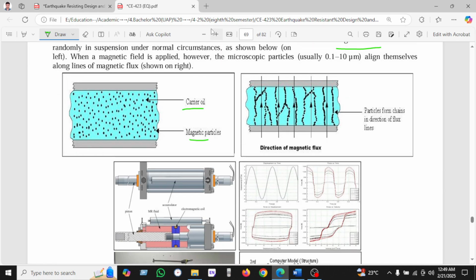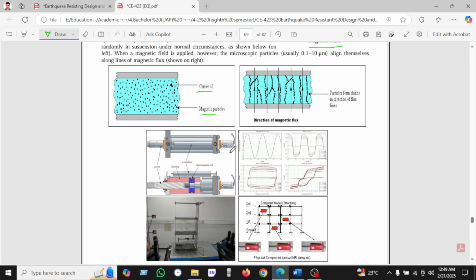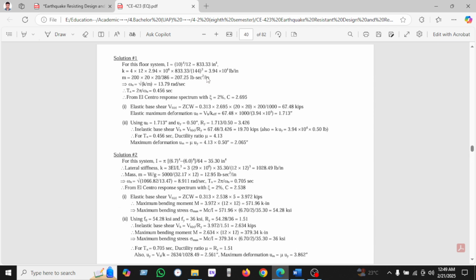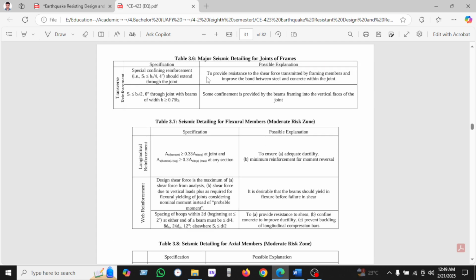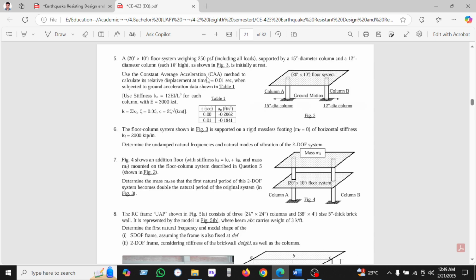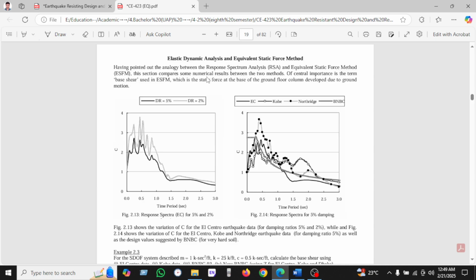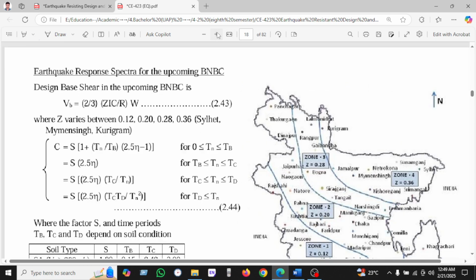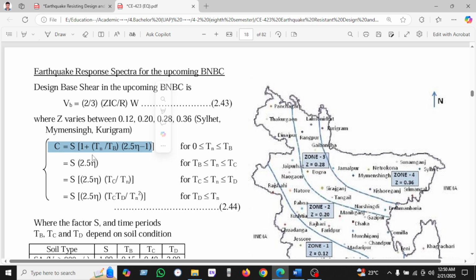If you go to the previous ones, then you can find how we get this. Okay, let's see how we get this. There are lots of conditions, and this C is calculated depending on the formula.